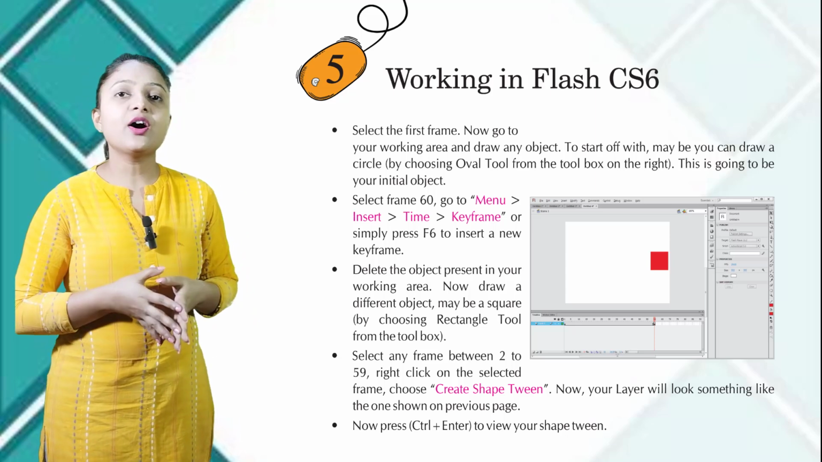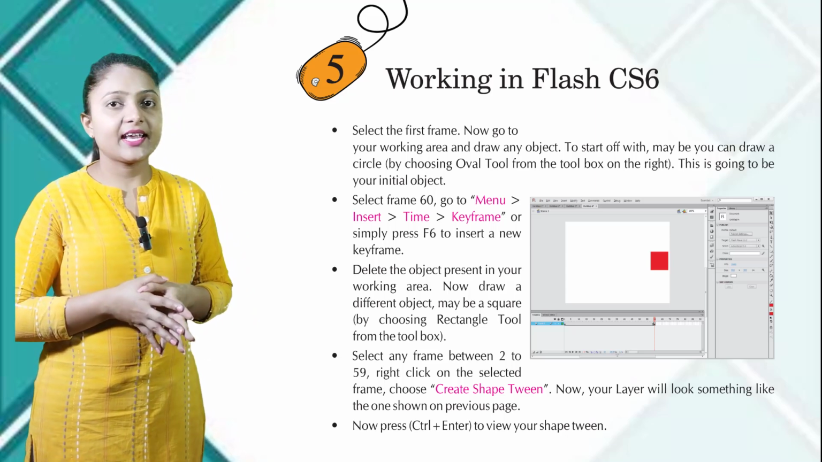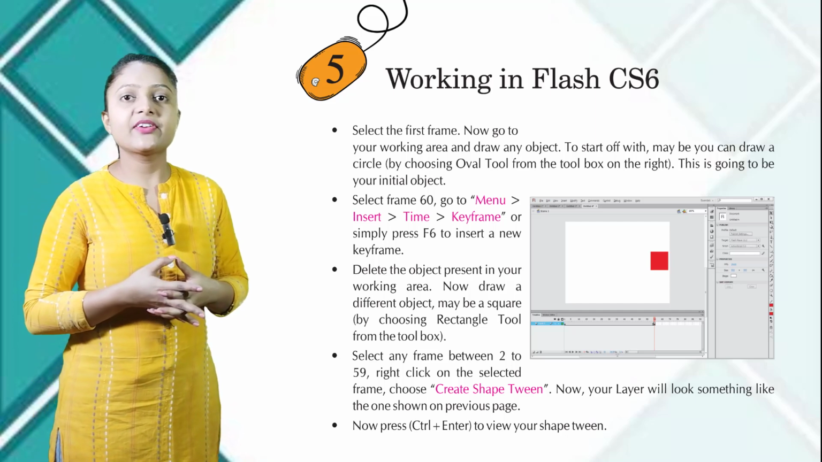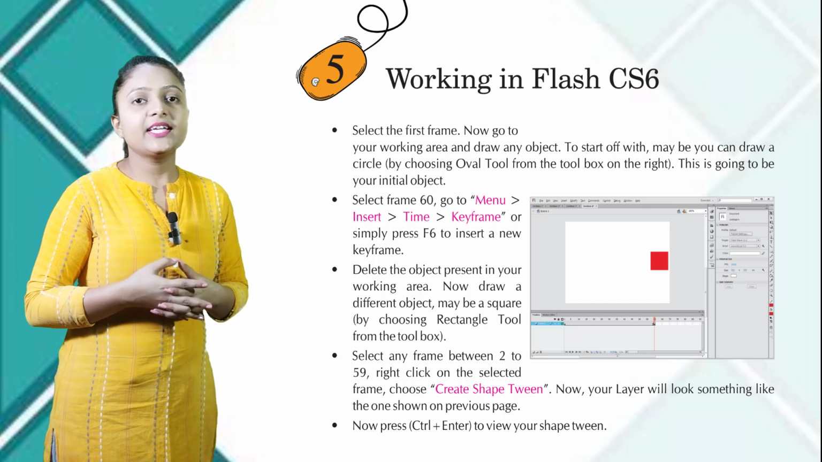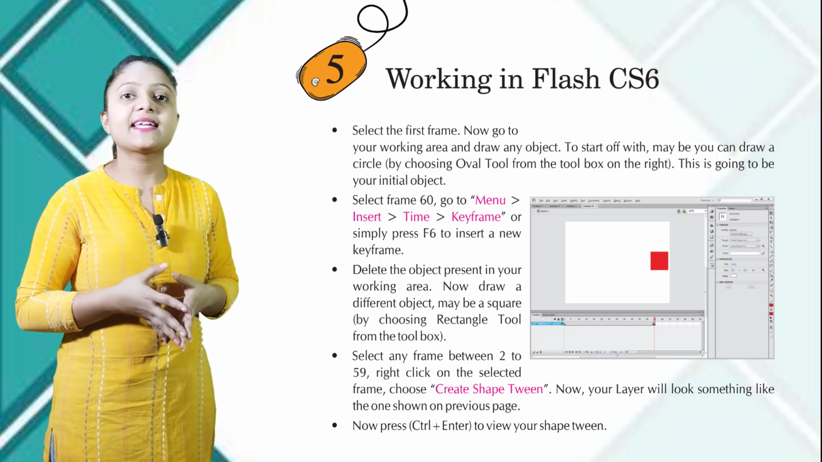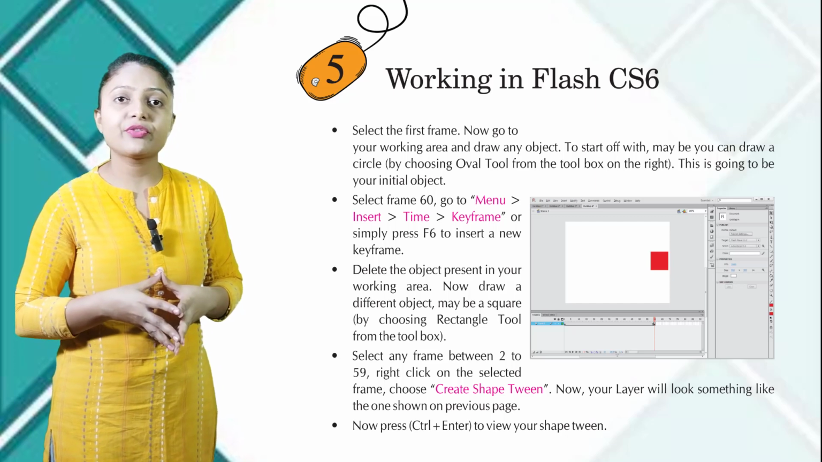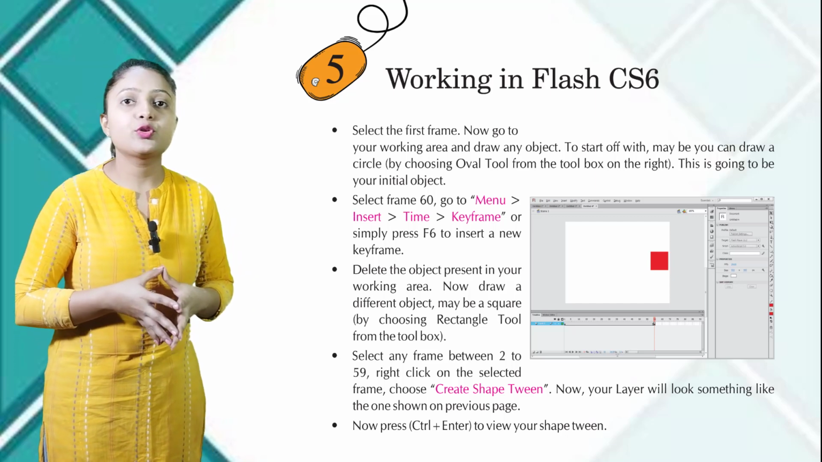Delete the object present in your working area. Now draw a different object, maybe a square, by choosing the Rectangle tool from the toolbox. Select any frame between 2 to 59, right click on the selected frame, choose Create Shape Tween.